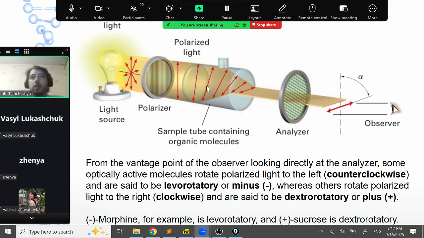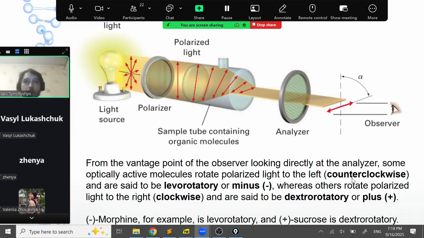Here we have a tube that contains our sample. So we have a chemical in some sort of solution. And here you have another polarizer. If you remember lecture number 1, rotating another polarizer, I can see when light gets darker, when light gets brighter, and I can find out where the plane of the polarization is.